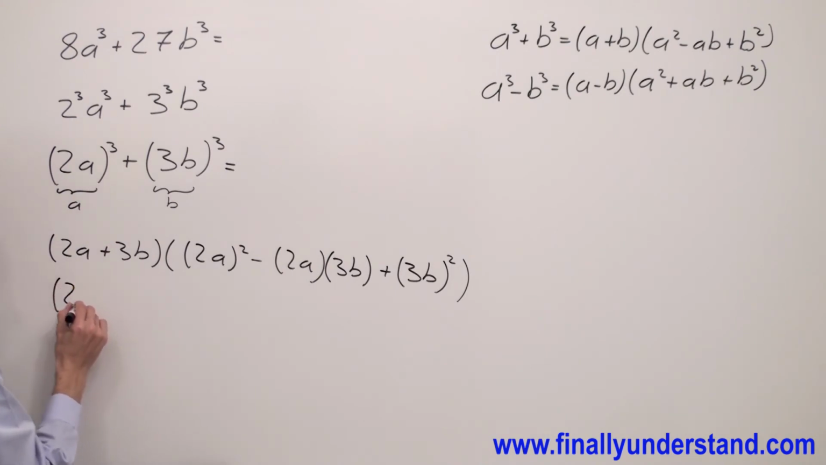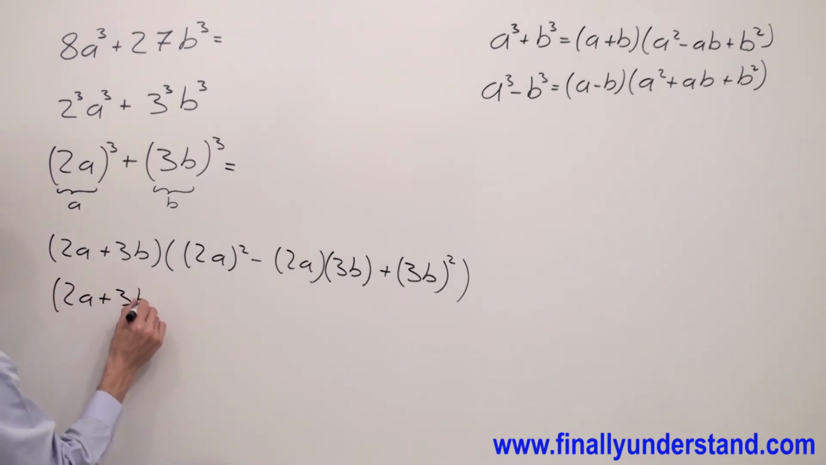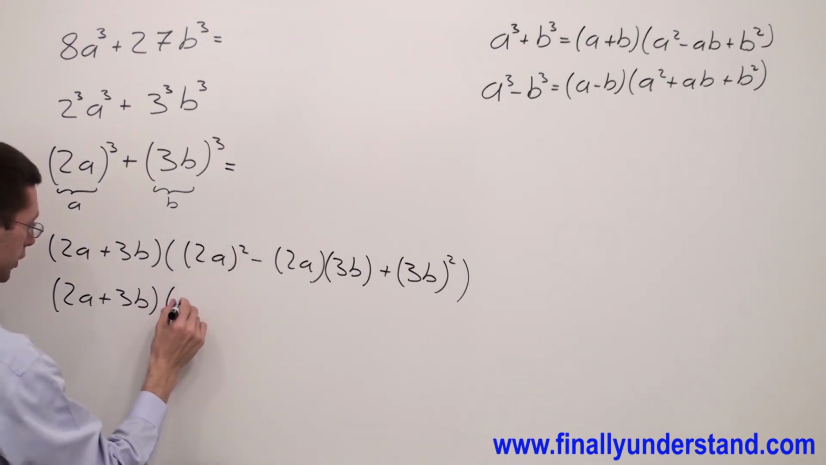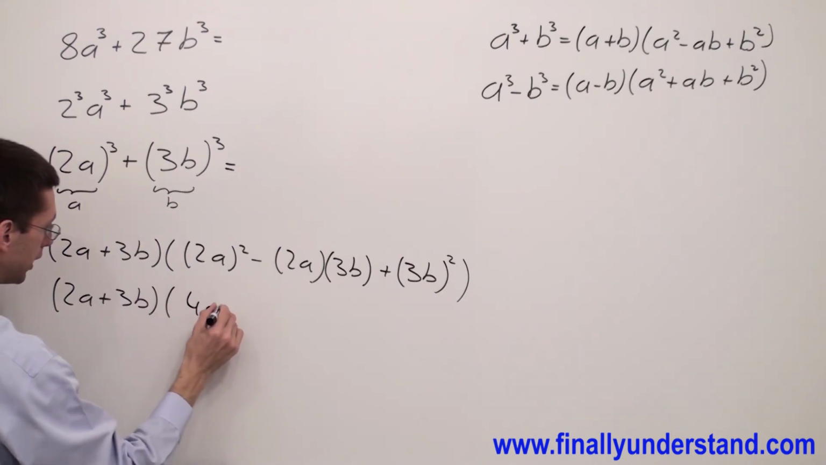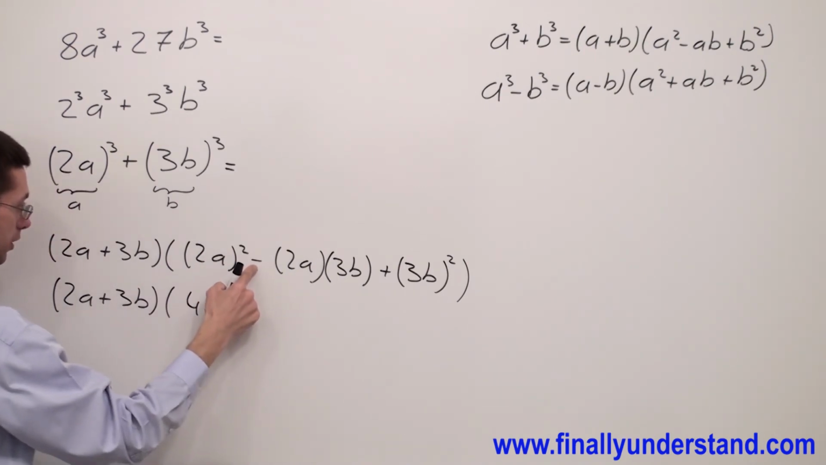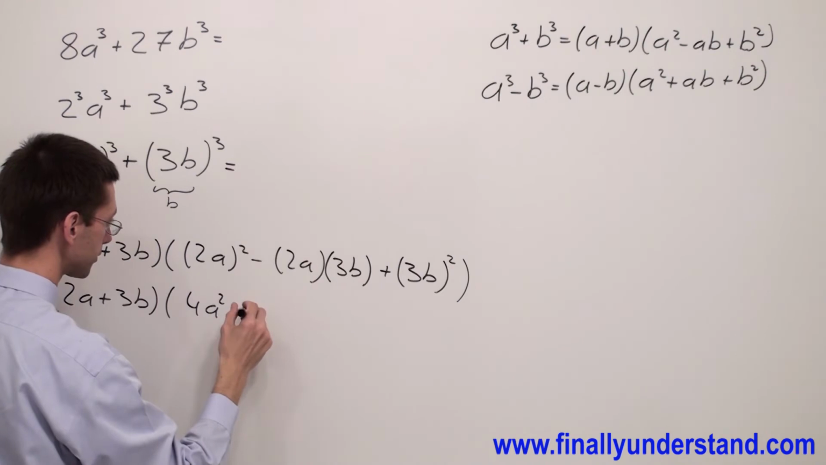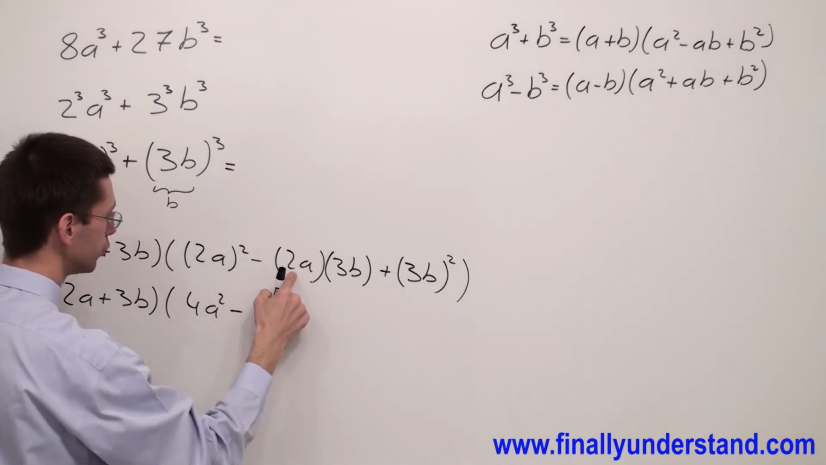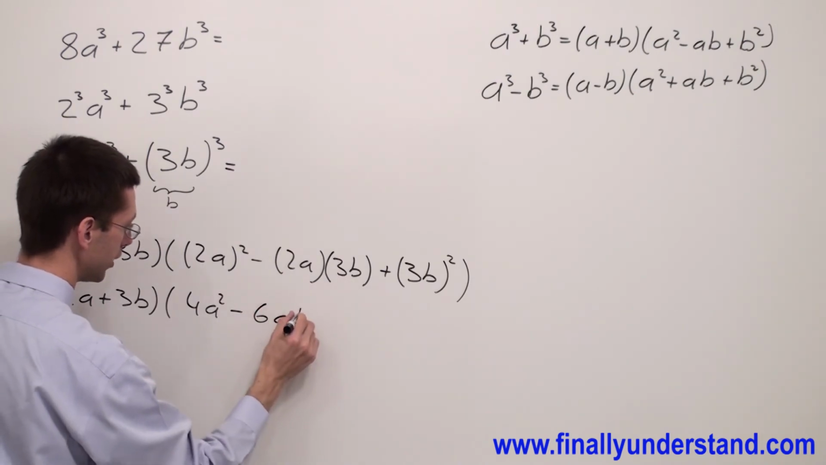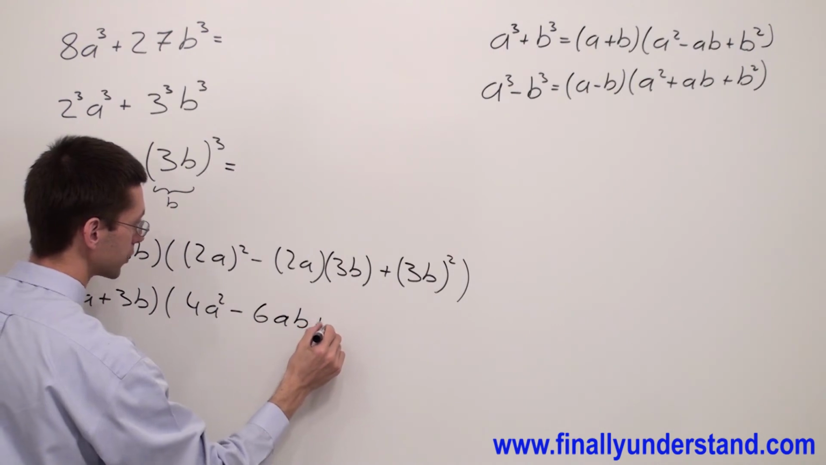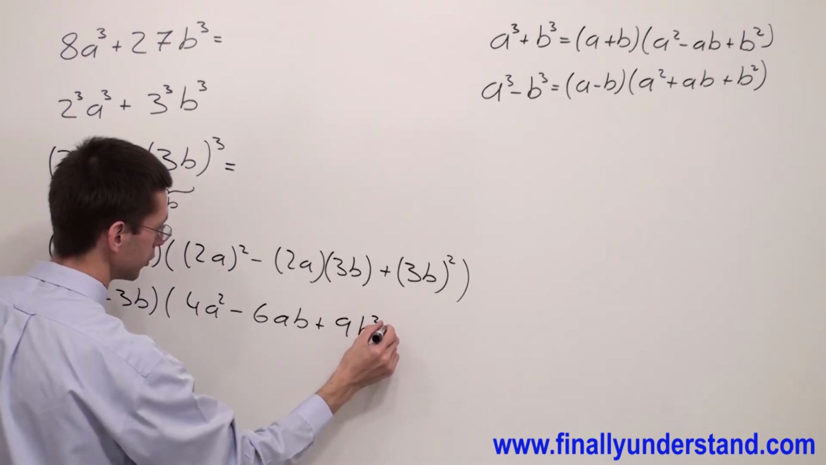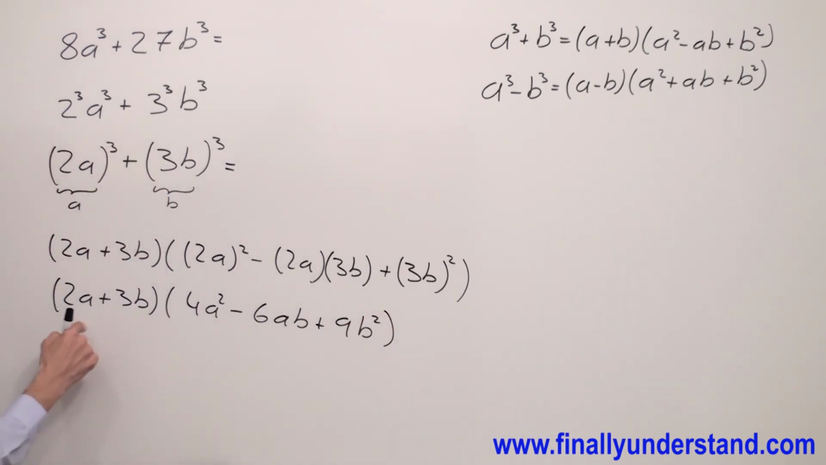That's why I'm going to have 2a plus 3b times 2 to the second power is going to be equal 4a squared, because I have to raise also a to the second power, negative times positive is going to give me negative. 2 times 3 gives me 6. A times b is ab, plus 3 to the second power is equal 9b squared. And this is the solution to my problem.